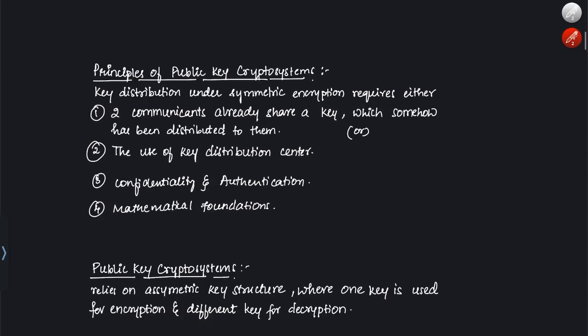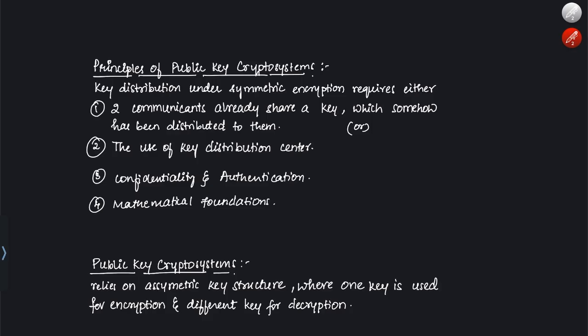Then we have asymmetry in the key usage. Unlike symmetric encryption, which uses only one key, public key cryptography will use two keys. These two keys are asymmetric, meaning each key will have a unique pair of encryption and decryption. Next, confidentiality and authentication. Confidentiality means the sender can encrypt a message using the recipient's public key.